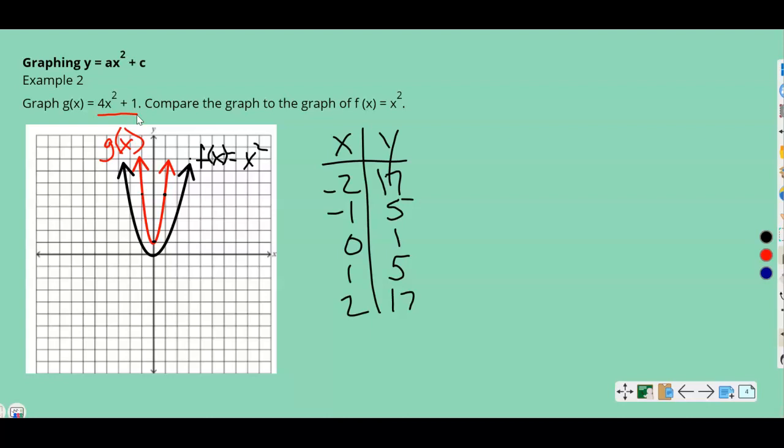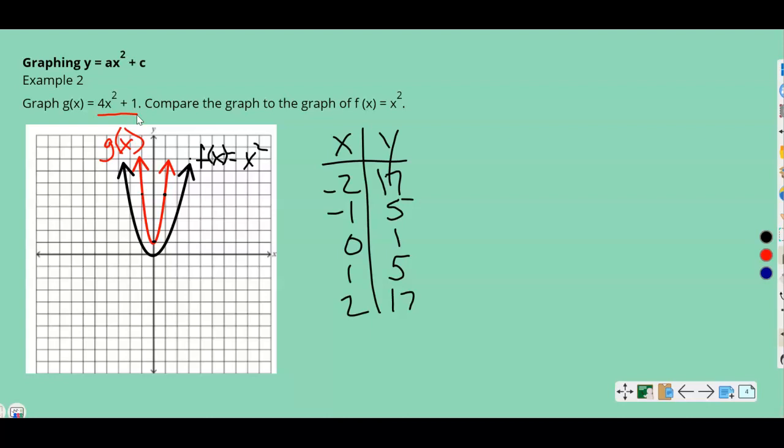The graph of g is narrower. You can see the red graph is more narrow. And its vertex is (0, 1), so its vertex is above the vertex of f of x. For f of x, the vertex is (0, 0), and the vertex of g of x is (0, 1).